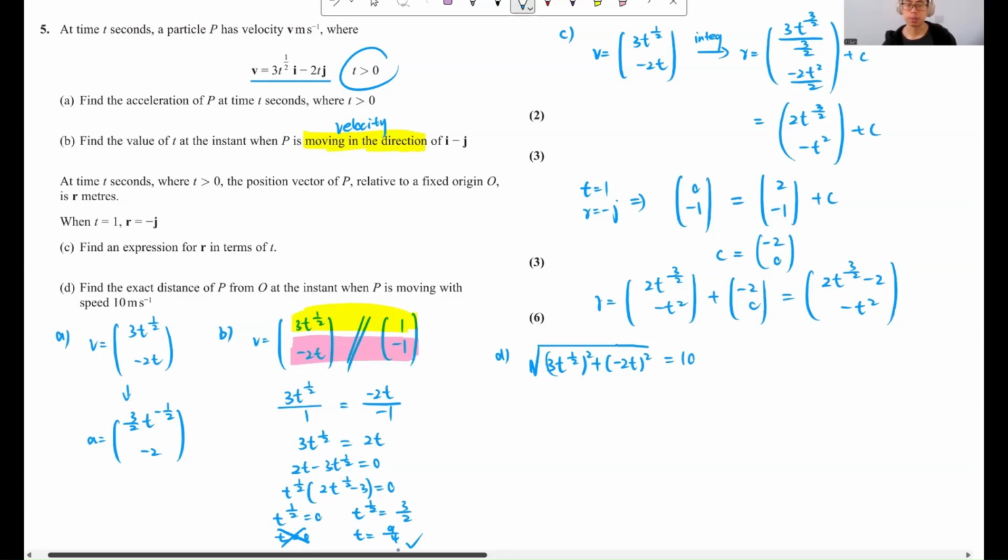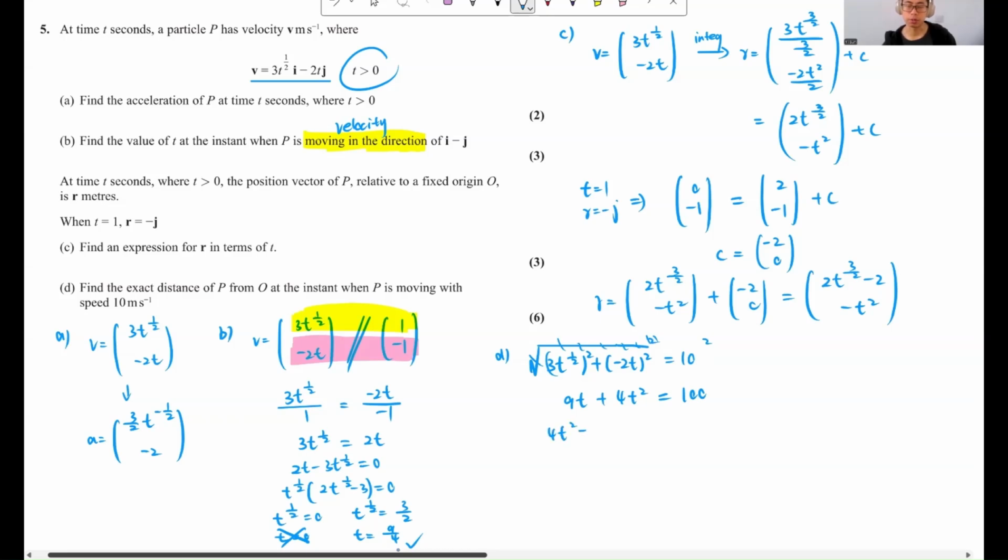So square them for both sides. Then we have 9t. So if you square that, it's just 9, and t to the power half squared would be just t. And then plus negative 2 squared is 4, and then t squared just t squared. And if you square the whole thing for both sides, it will cancel out the square root. And then 10 squared is 100. So we have 9t plus 4t squared equal to 100.